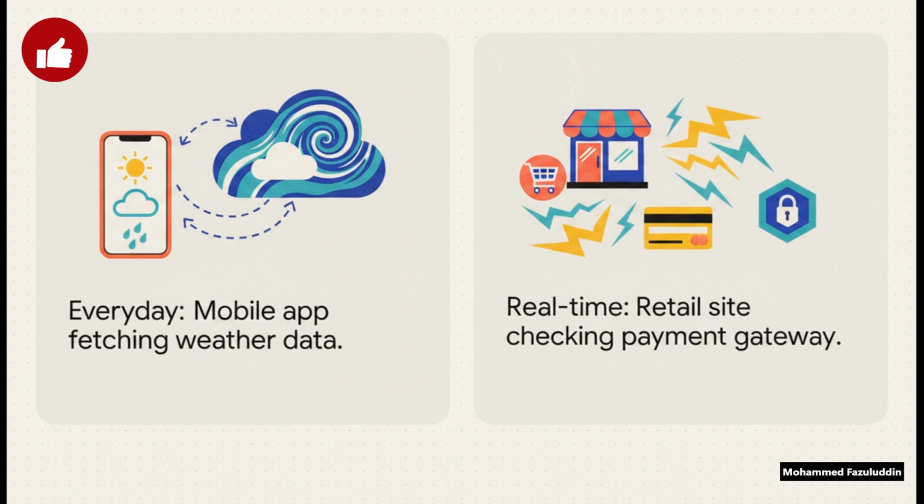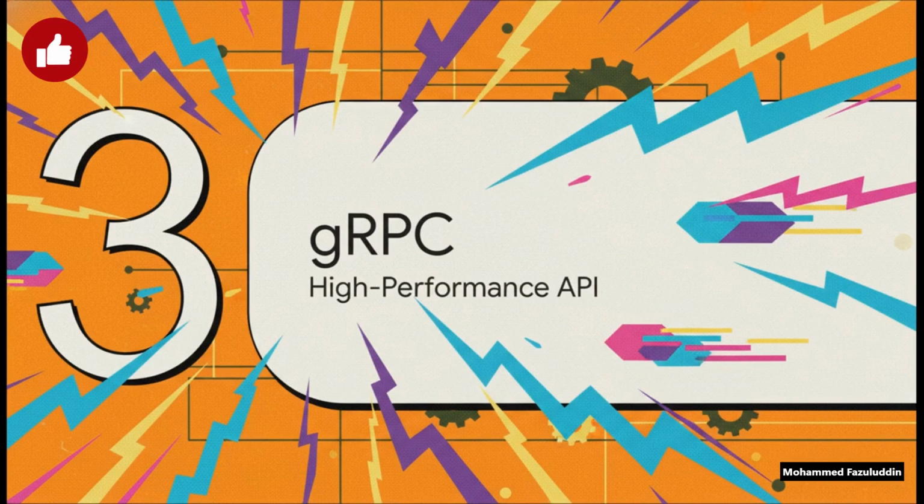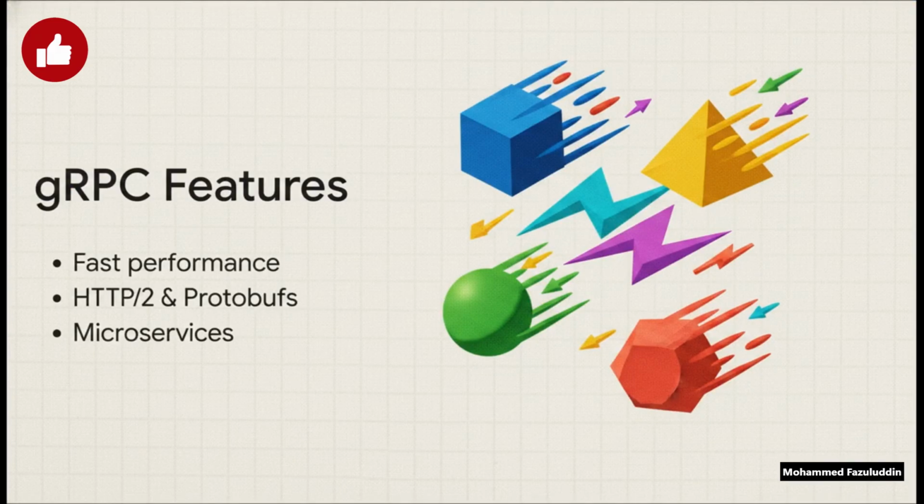Section 3, gRPC, high-speed internal chats, built for performance. Now, when systems require just blistering speed, developers turn to gRPC. Unlike REST, which uses standard HTTP, gRPC is actually powered by the much faster HTTP/2 protocol. Plus, it utilizes protocol buffers. What this does is compress the data, making it incredibly lightweight and super fast to transmit.